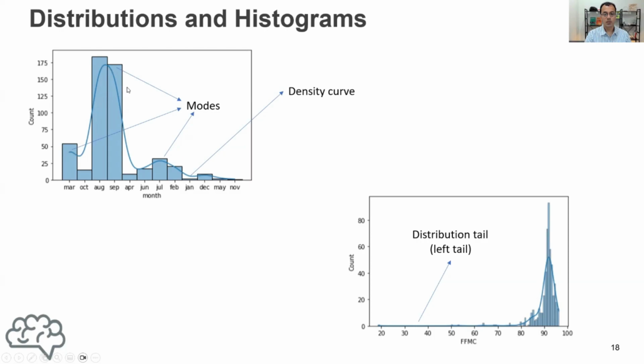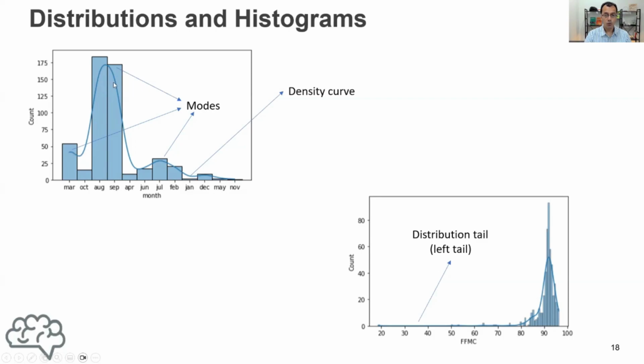The first concept is the concept of a mode. A mode is in essence a peak that we observe in the histogram. So when we look at this histogram here of the variable month, we can see that we have one peak here in the month of March, then we have another peak here combining the months of August and September, another peak here in the month of July, and another peak in the month of December. This means that we have 4 peaks here, and so this distribution is called a multimodal distribution.